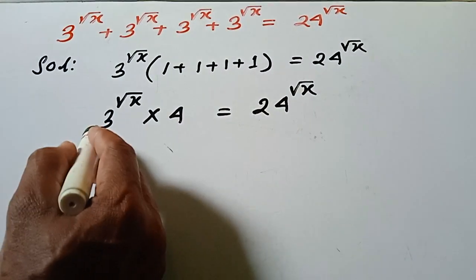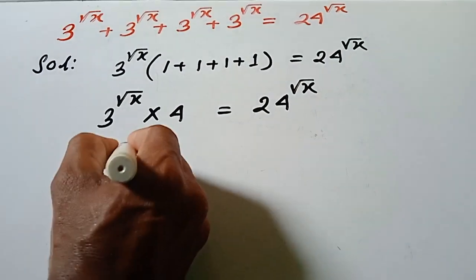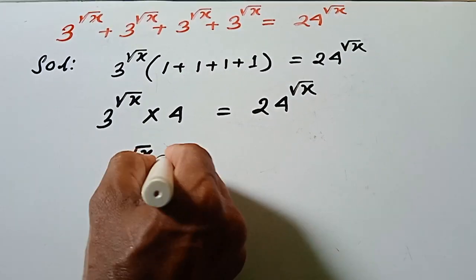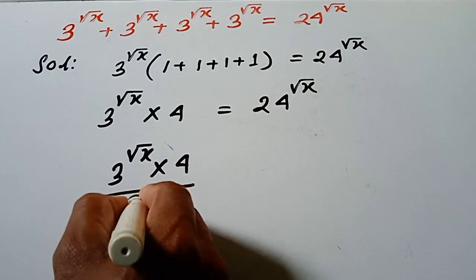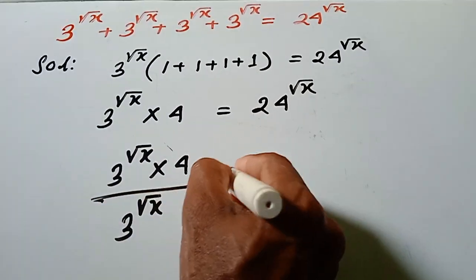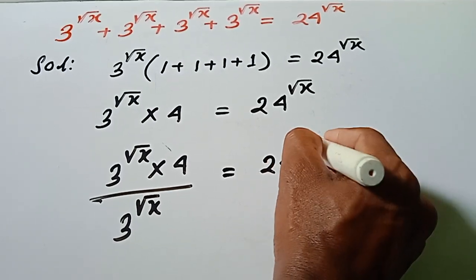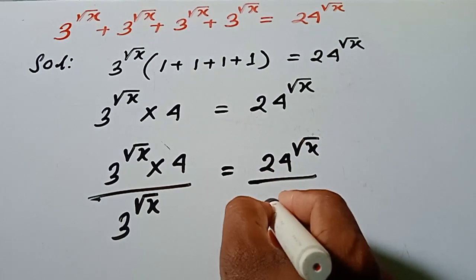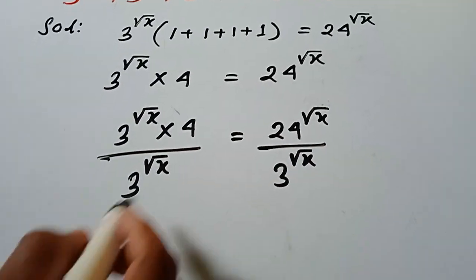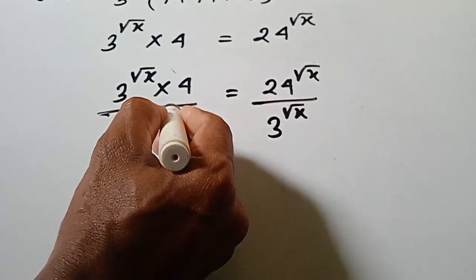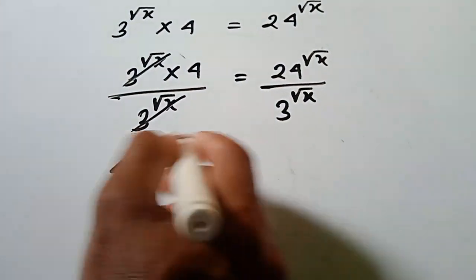Next, we can divide both sides by 3^√x. Then 3^√x times 4 divided by 3^√x is equal to 24^√x over 3^√x. So here 3^√x and 3^√x cancel, and we get 4.